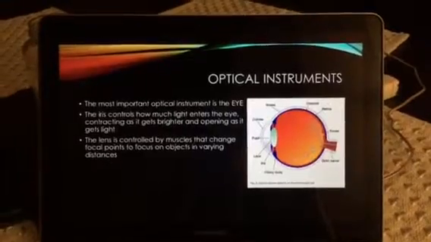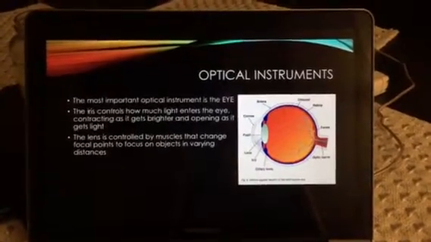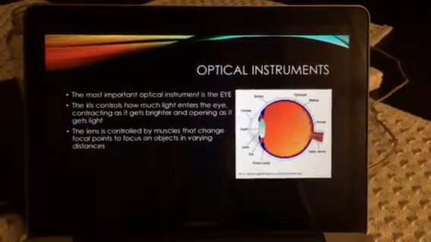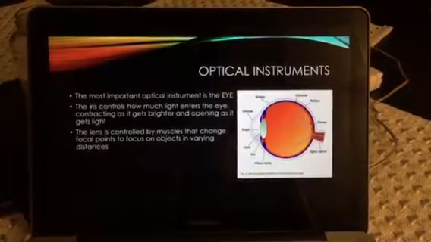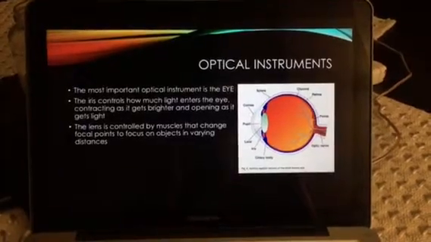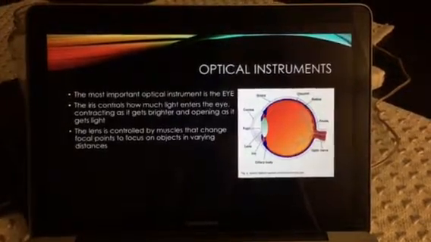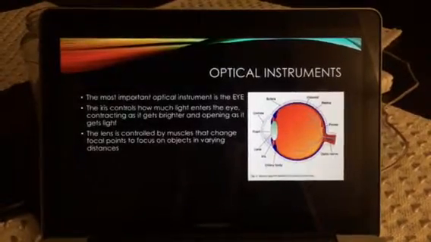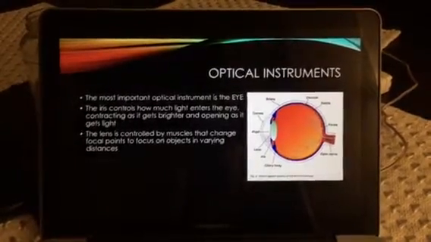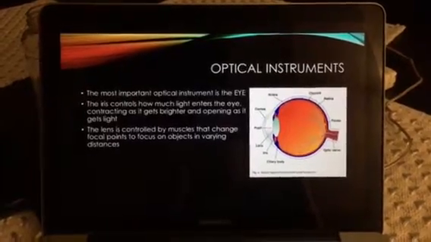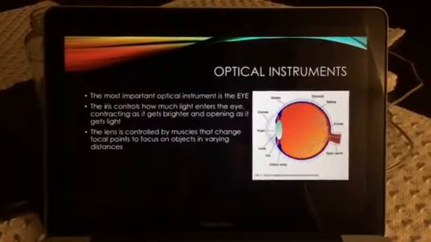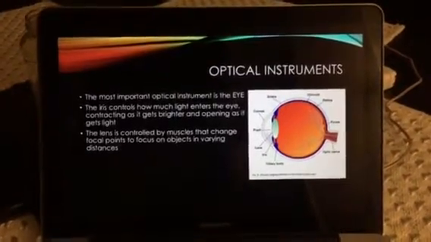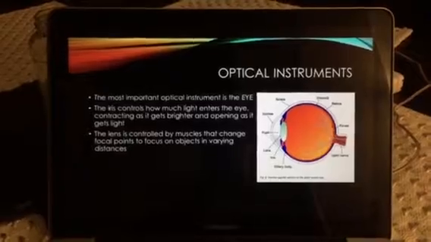So I'm going to go over the anatomy of the eye to help understand how it works a little bit better as an optical instrument. So the iris controls how much light enters the eye, contracting as it gets brighter and opening as it gets darker. That's why if you were to look into the sun, the pupil will get smaller. And if you were to go into a dark room, your pupils would look larger as they try to let more light into the eyeball so you can see.